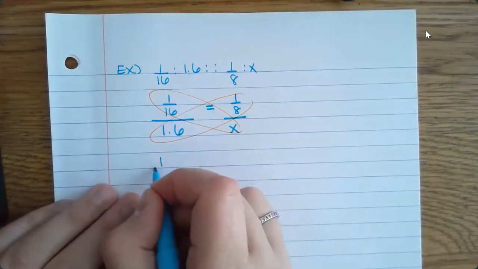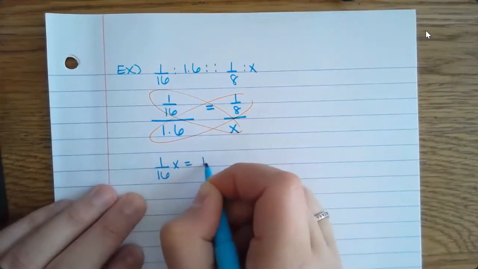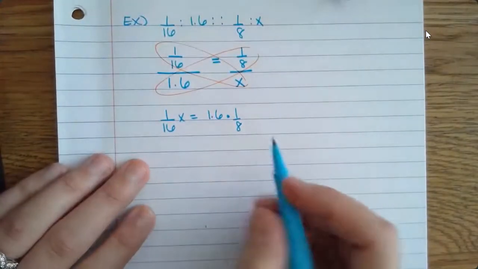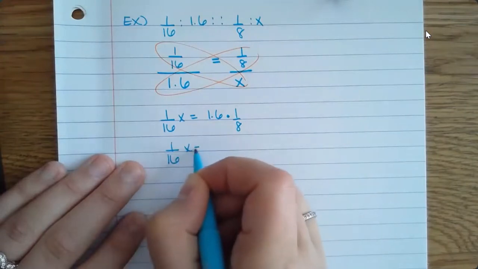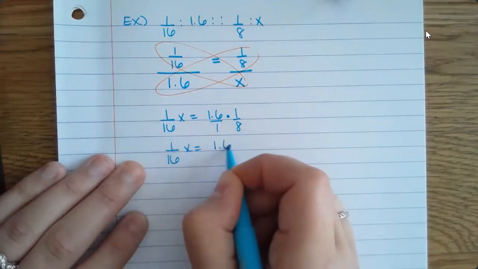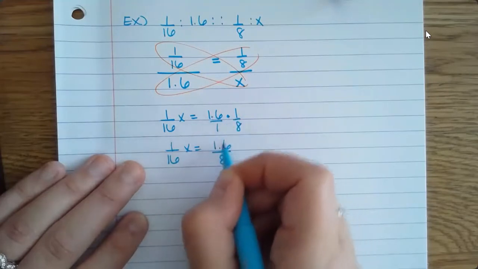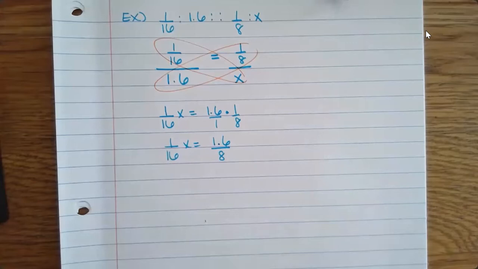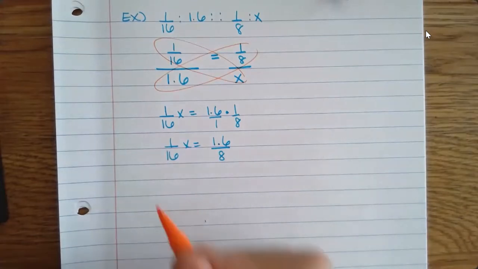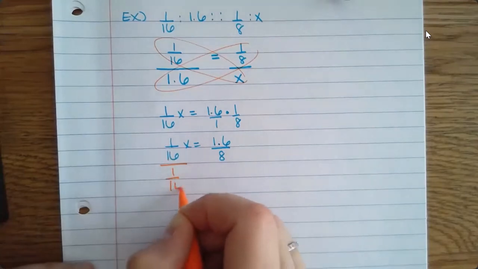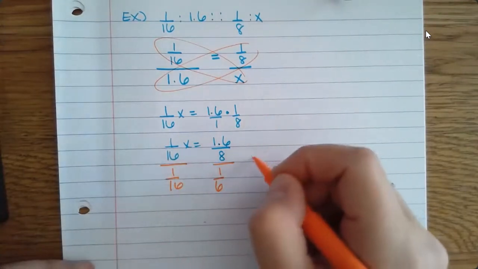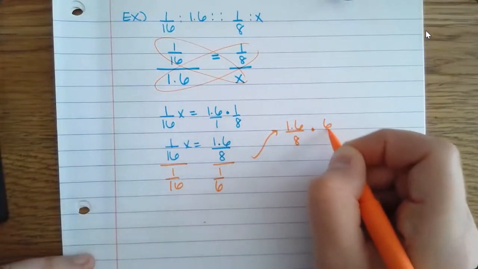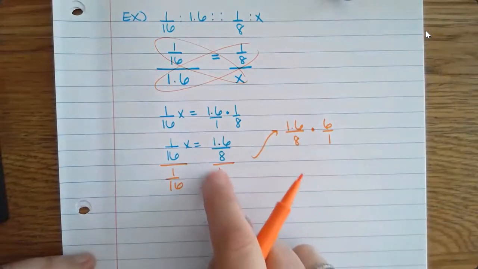So here I get 1 over 16 x is equal to 1.6 times 1 over 8. Here I just multiplied straight across. I just wrote it as 1.6 over 8, right? 1.6 times 1 is just 1.6, and 1 times 8 is just 8. Then I used that same strategy. I said, okay, I need to get rid of this 1 over 16. We typically divide by that on both sides. But what does that mean? That means we're taking that 1.6 over 8 and multiplying it by 16 over 1, because dividing means we multiply and flip.